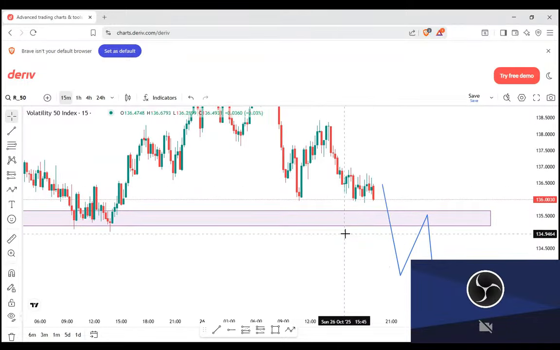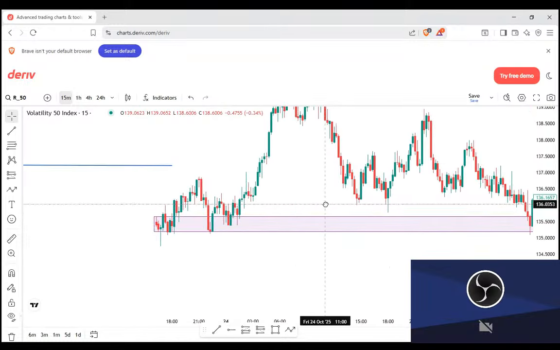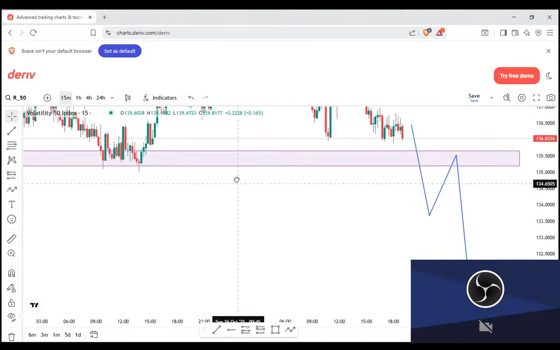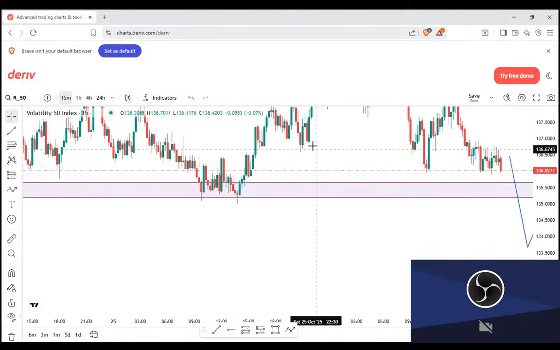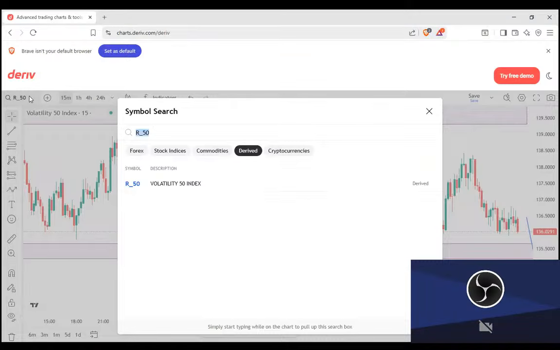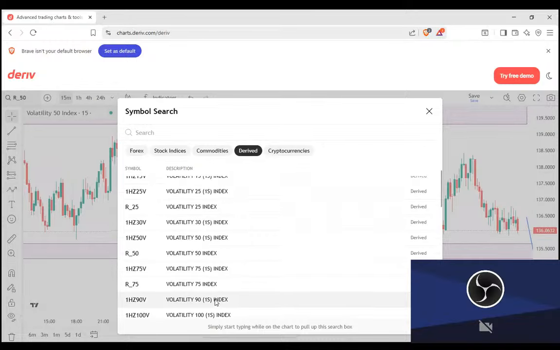So you should wait for confirmations. Any break here, because price has been testing here on the 15 minutes time frame multiple times, any clean break from here is telling that price is dropping massively. This is the 50 index, 15 minutes time frame. Then we'll go down to the 75 index, this 75.